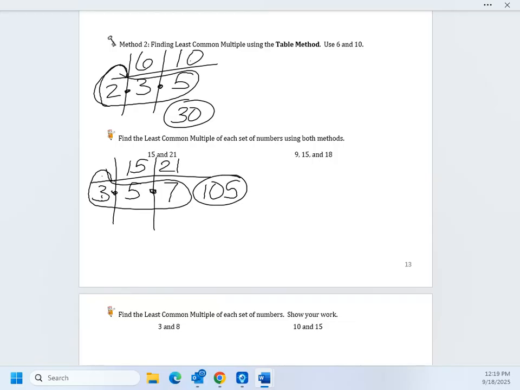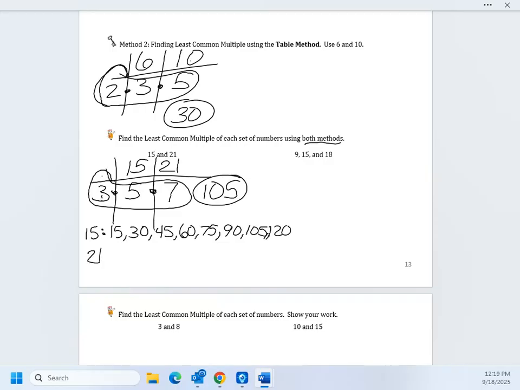Let's do our listing method, because it says to do it for both methods. So who can skip count by 15 for me? Colton? 15, 30, 45, 60, 75, 90, 105, 120, 135. Okay, we're going to stop there because I'm running out of room.